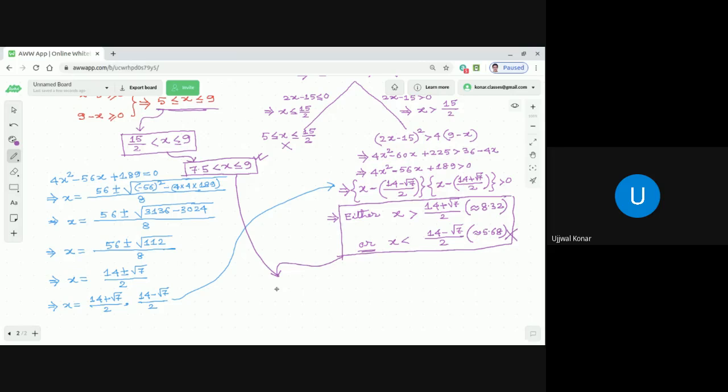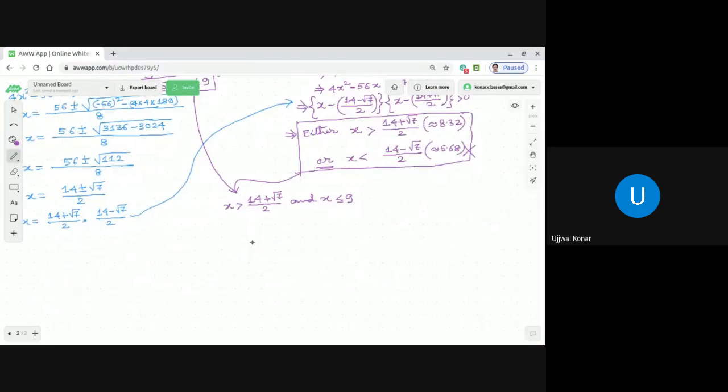So from here, what we see is that x has to be greater than 14 plus square root of 7 by 2 and x less than or equal to 9. And that is the finally accepted solution. We can give it in terms of the interval: x belongs to the open interval 14 plus square root of 7 by 2 comma 9, closed. That is the solution to the given inequation.